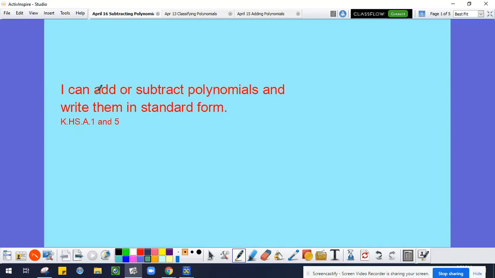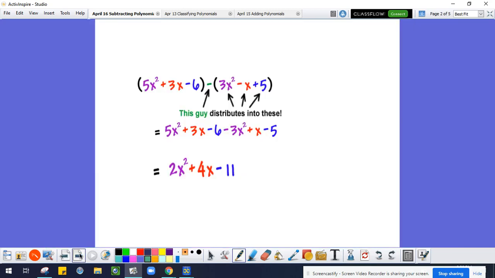All right, guys, continuing on in Unit 9. Today, we're going to focus on subtracting polynomials. We still want to write them in standard form when we are finished subtracting. So you're going to notice today that there's going to be a minus sign between the parentheses. And as this note says, this negative sign distributes into these.